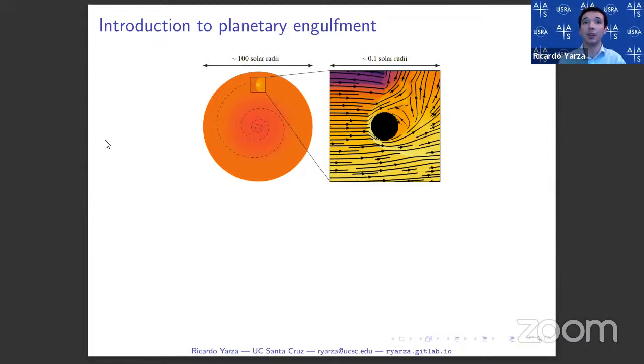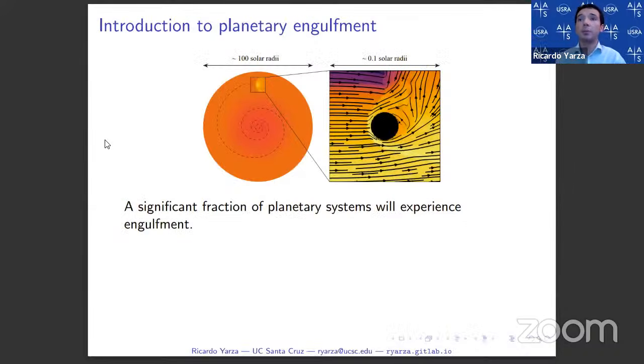And that's something that we know for sure is going to happen in our own solar system for Mercury and Venus. But in fact, people who have taken the existing architectures of planetary systems and evolved them in time have predicted that a significant fraction of planetary systems will experience engulfment, meaning that at least one planet in that solar system will be consumed by its host star.